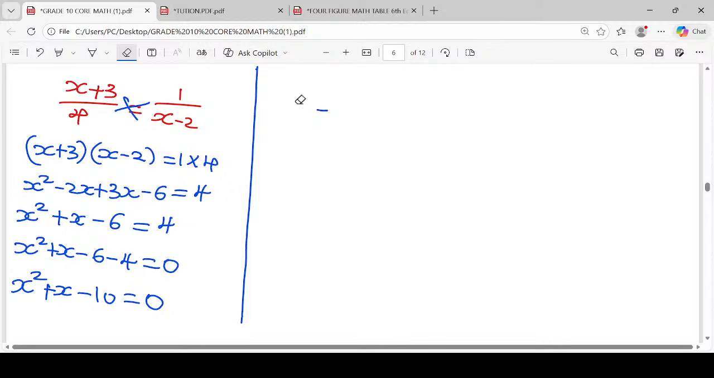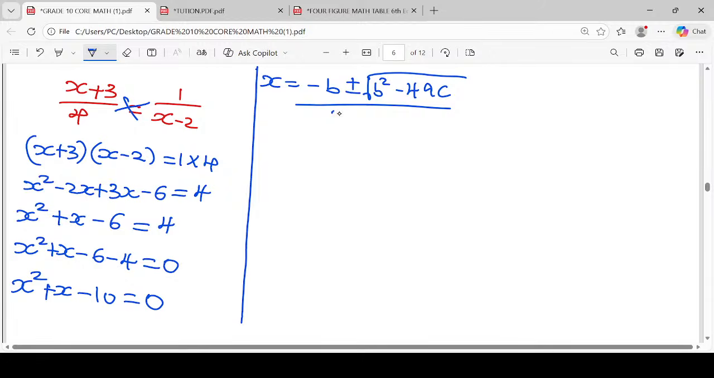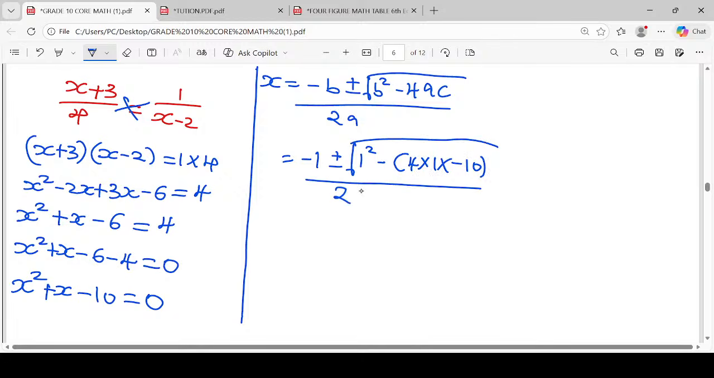Hope you recall the quadratic formula that x can be given by minus b plus or minus the root of b squared minus 4ac over 2a. So in that regard, we're going to have negative, the b here is 1, so that will be negative 1 plus or minus the root of 1 squared minus 4 times a, which is 1, times c, which is negative 10. Divide this by 2 times a, which is 1.